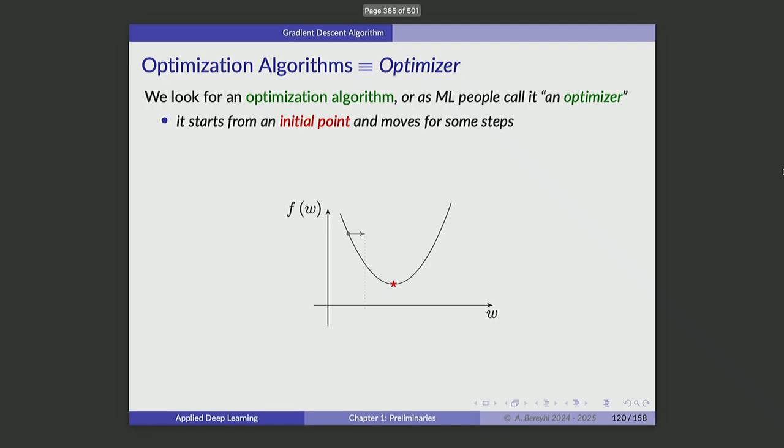Now, what we want here in this course is an optimization algorithm, or what people usually call an optimizer. So what is an optimizer? This is one algorithm which is going to start from one initial point. That initial point is randomly chosen, right? So you're going to just start your neural network with a bunch of random weights, right?